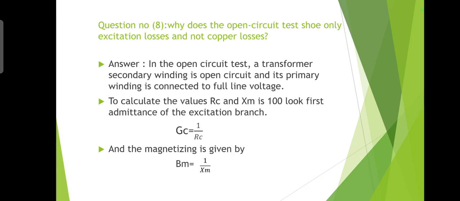Question number 8. Why does the open circuit test show only excitation losses and not copper losses? In the open circuit test, a transformer's secondary winding is open circuit and its primary winding is connected to full line voltage. From this, the values of RC and XM are found, to look at the admittance of the excitation branch. GC is equal to 1 upon RC and the susceptance is given by BM is equal to 1 upon XM.